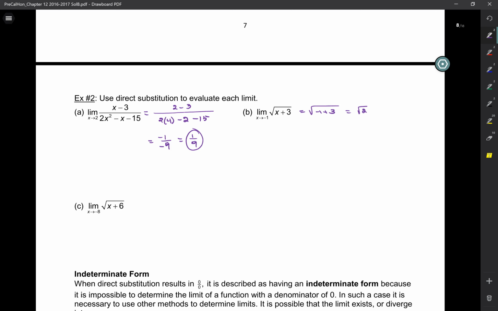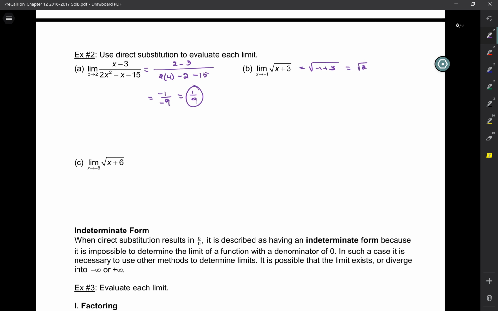The limit as x approaches negative 8 of the square root of x plus 6. Okay, you get an imaginary number, don't you? This is the square root of negative 8 plus 6, which is the square root of negative 2. So that's DNE, because we can't get an imaginary limit. We just can't get an imaginary limit. But why did it turn out to be DNE?